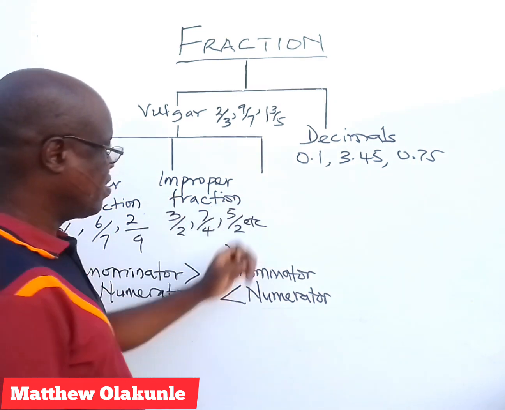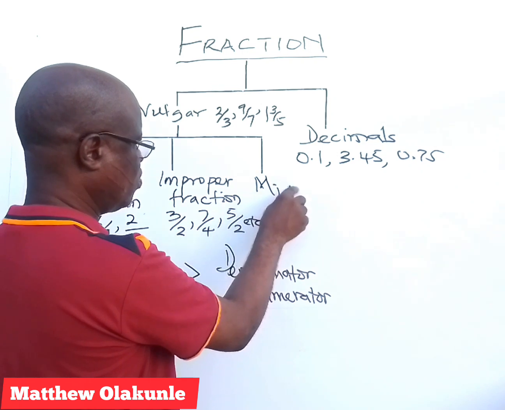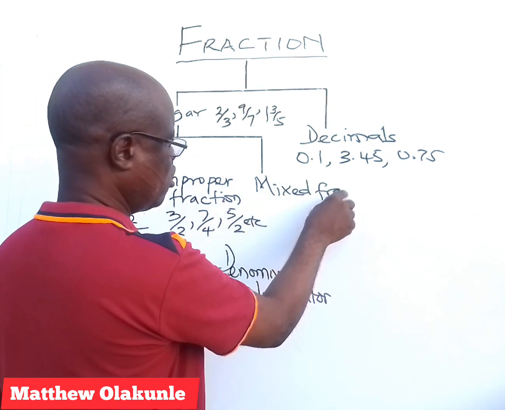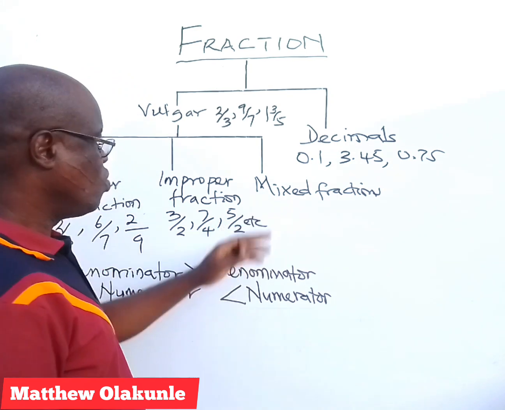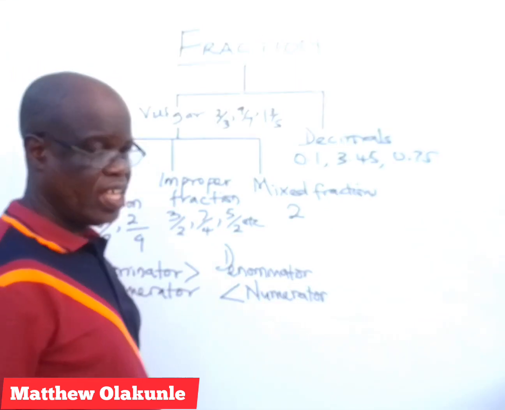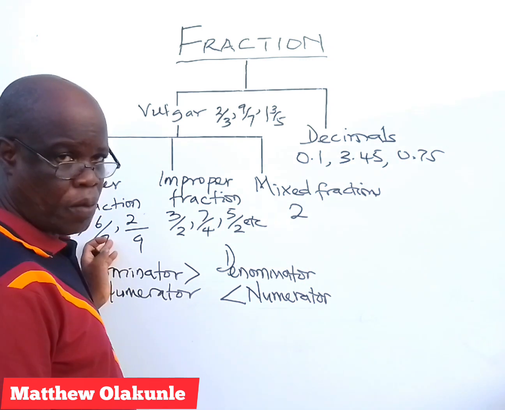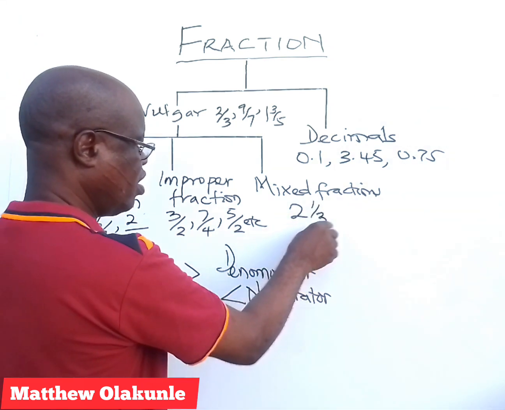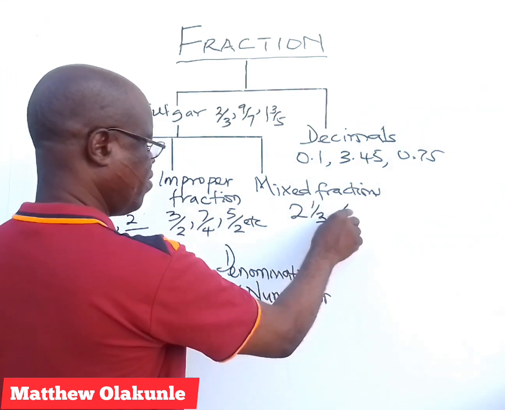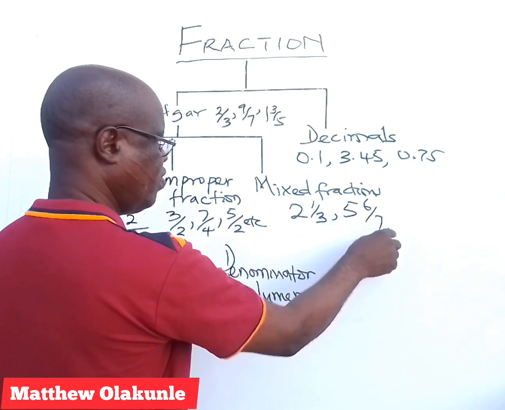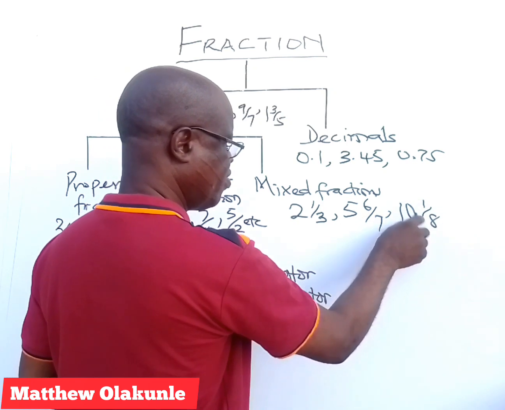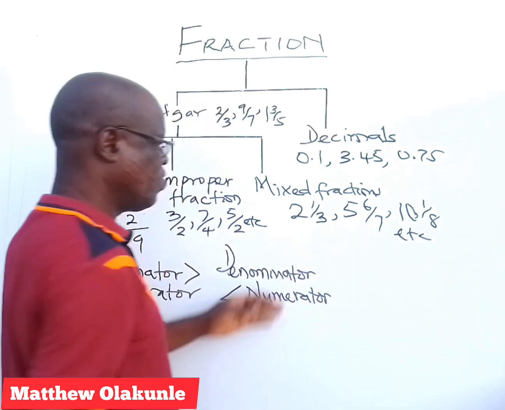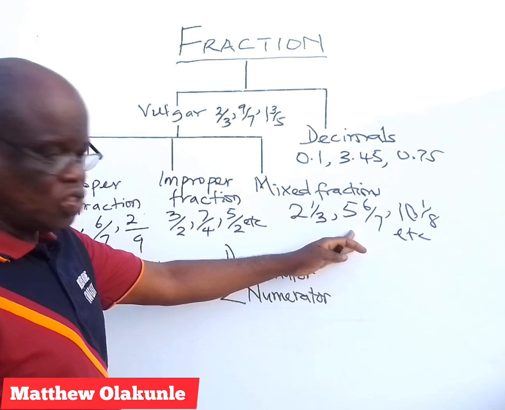And the third type is what we refer to as mixed fractions. In the case of a mixed fraction, you have a whole number like 2, attached to a proper fraction, such as 2, 1 over 3, 5, 6 over 7, 10, 1 over 8, and so on. So these are examples of mixed fractions.